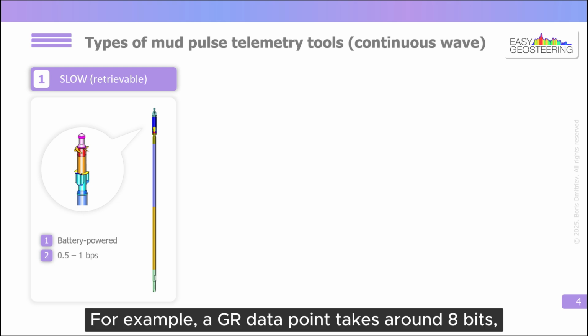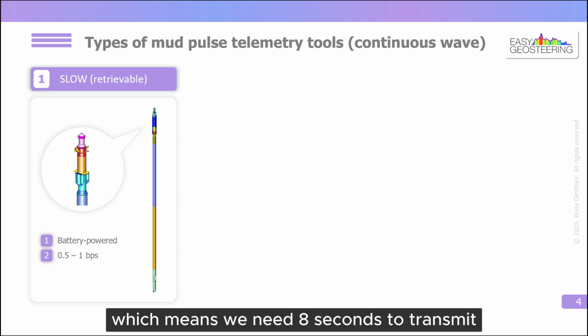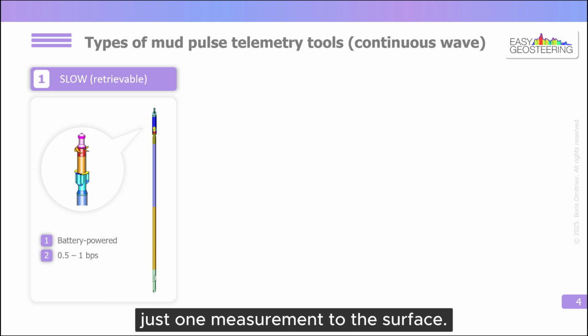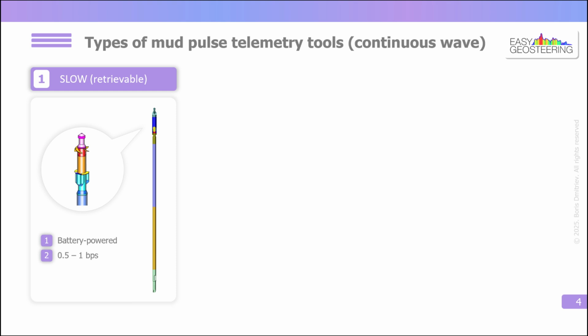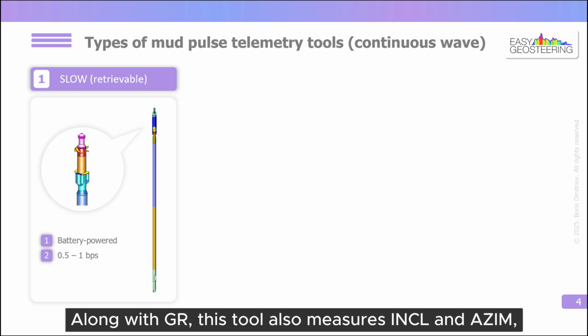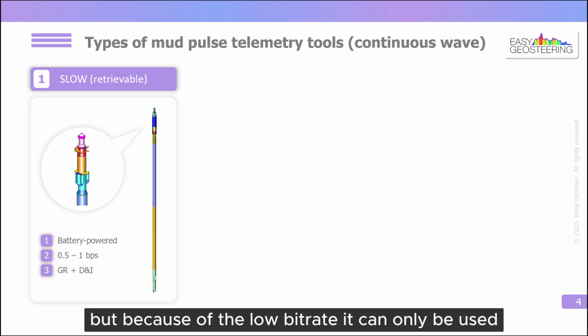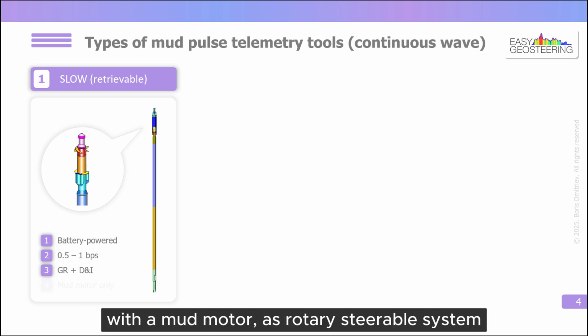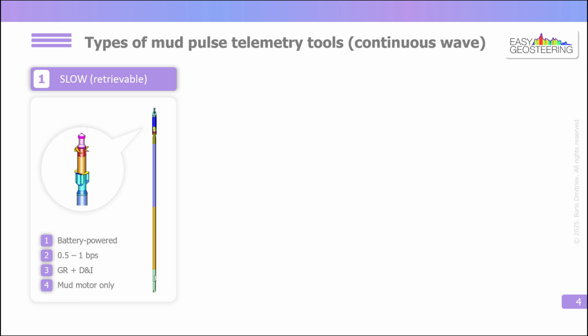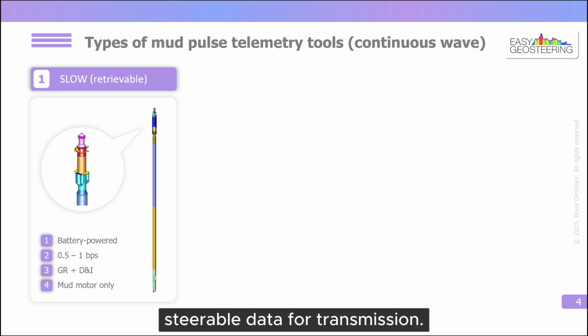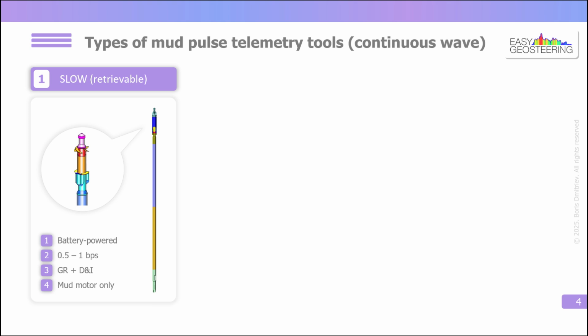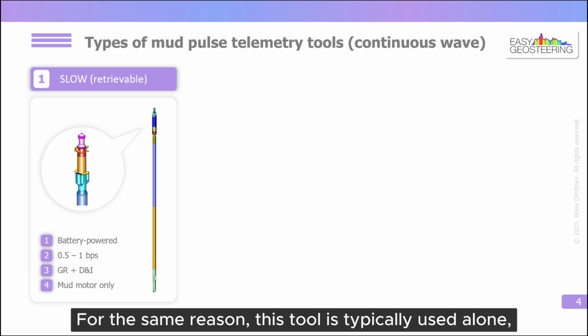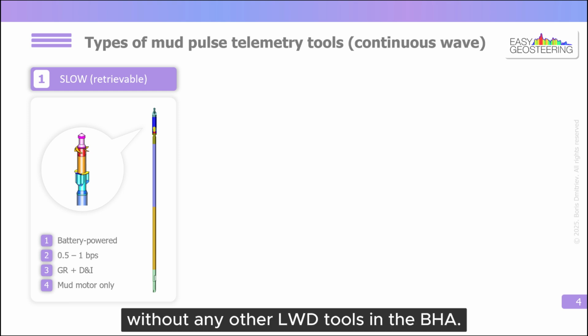For example, a gamma ray data point takes around 8 bits, which means we need 8 seconds to transmit just one measurement to the surface. Along with gamma ray, this tool also measures inclination and azimuth, but because of the low bitrate, it can only be used with a mud motor, as the rotary steerable system requires higher bitrate and more data for transmission. For the same reason, this tool is typically used alone, without any other LWD tools in the BHA.